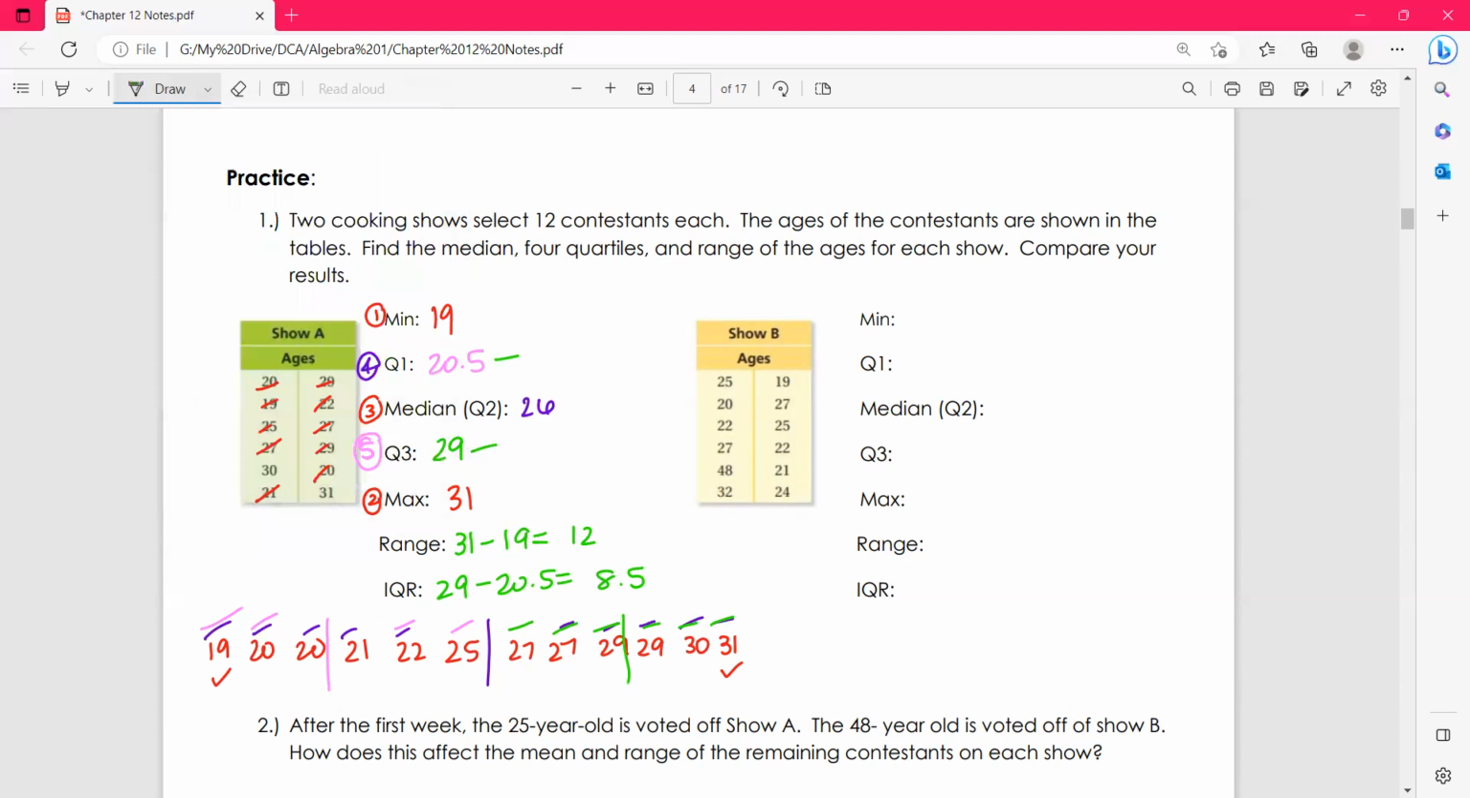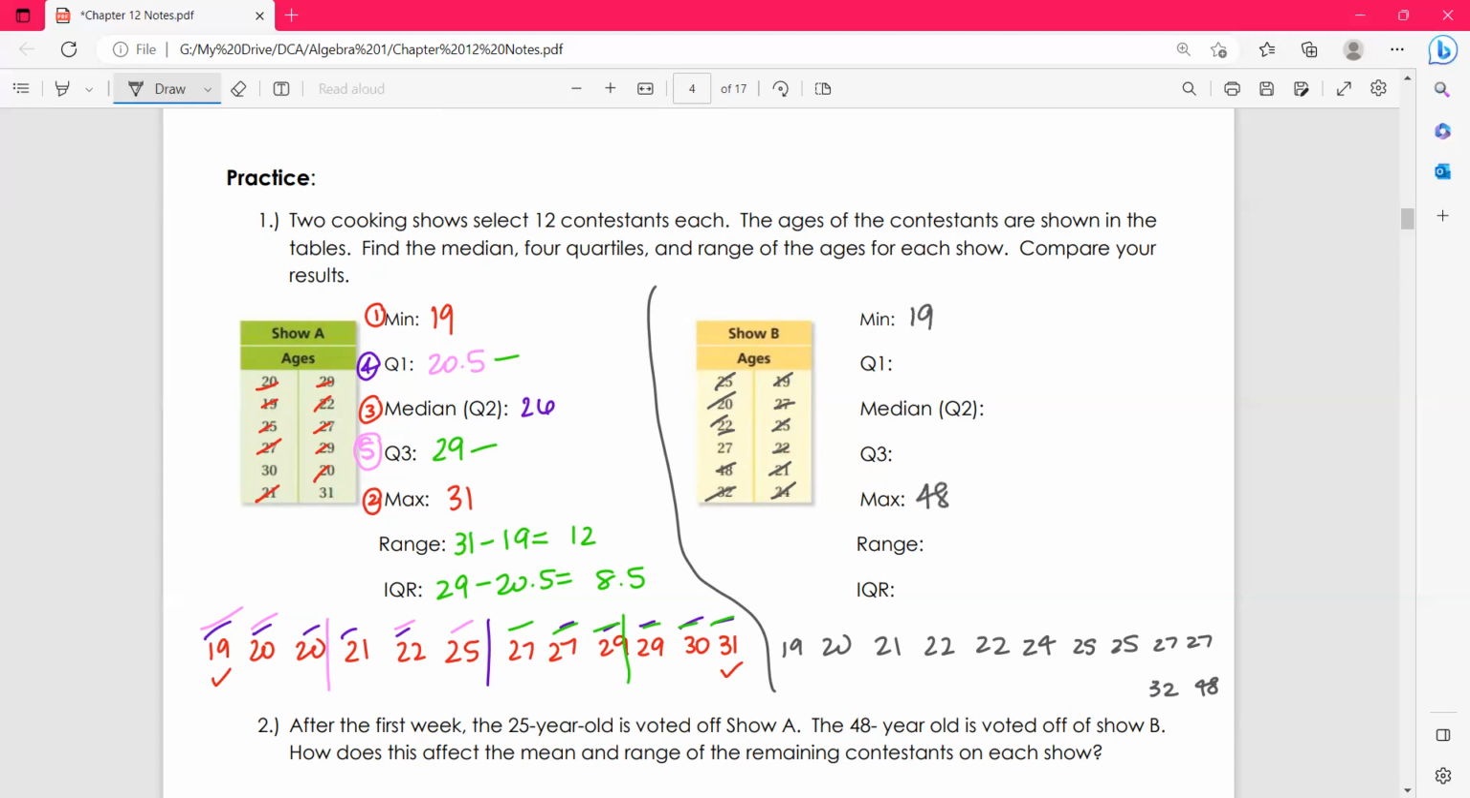How about we order these from least to greatest? I've got 19, 20, 21, 22, 22, 23, 24, 25, 25, 27, 27, 32, 48. Okay. Minimum is 19. Maximum is 48.